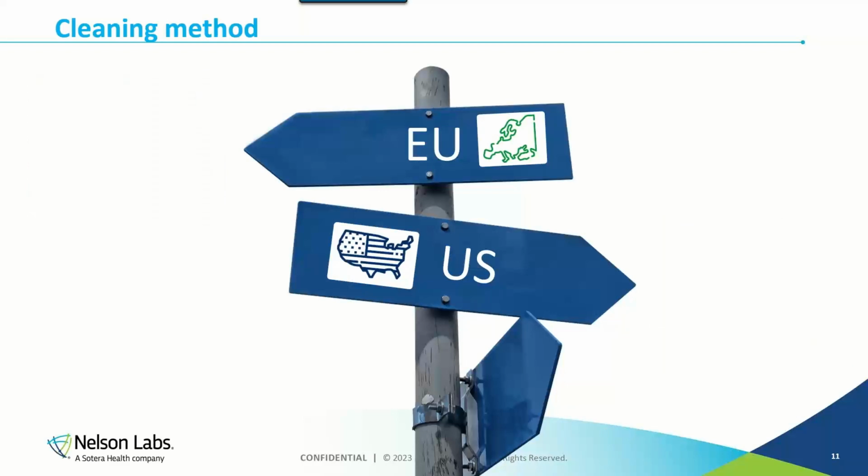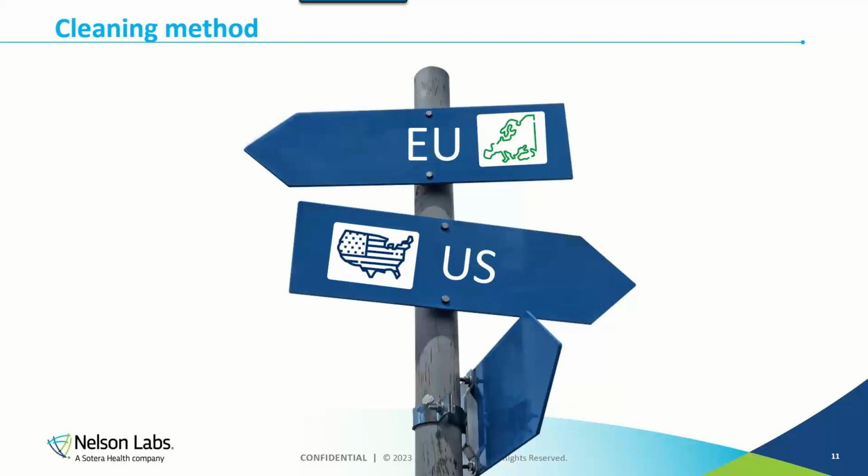Now, of course, what does that mean if you want to target both markets? So if you want to target both Europe and US? So the first option you always have is to do both, right? To have both a manual cleaning and an automated cleaning procedure in your IFU. Now, of course, if you want to have both in your IFU, that also means that you have to validate both. So that means more time and more money.